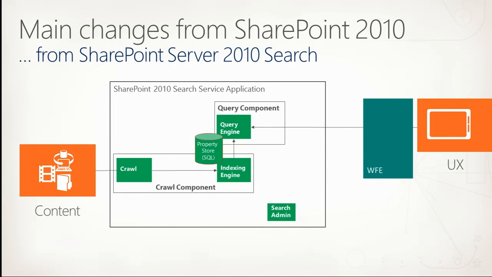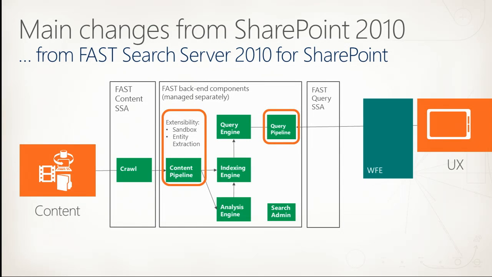What happened in 2010 is that we got the addition of Fast Search for SharePoint. This was integrated into the 2010 project at a little bit late stage. That's why it ended up halfway integrated. So we had the backend components of Fast that were managed separately. And it was integrated with the content and query SSA. That way it appeared very much in the same way as the standard search. And we added some new capabilities with Fast Search, the content pipeline and the query pipeline, including extensibility capabilities in the content pipeline.